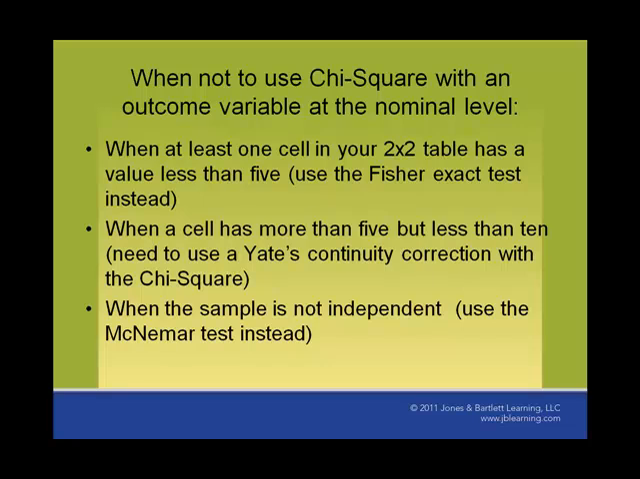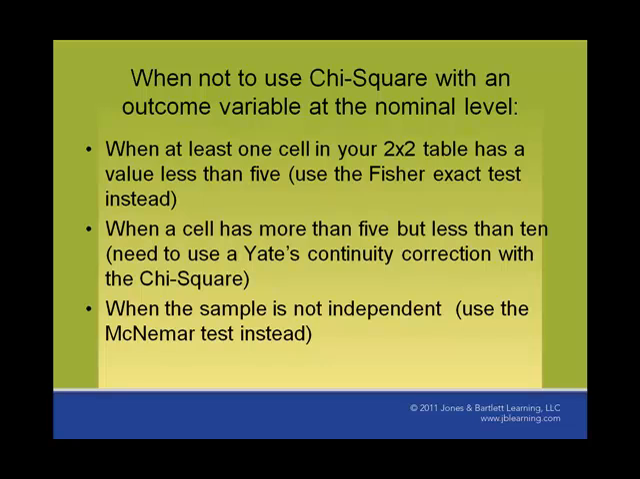There are 3 times when I want you to be aware you have an outcome at a nominal level, but you really still should not use a chi-square. Most of the time when you're comparing independent groups and looking at an outcome variable at the nominal level, the chi-square is the test to use. However, when one cell in your 2x2 table has a value less than 5, and if you look back on page 107, figure 8.1, your 2x2 table is the white squares, A, B, C, and D, you should not use a chi-square test. You should use a Fisher's exact test instead.